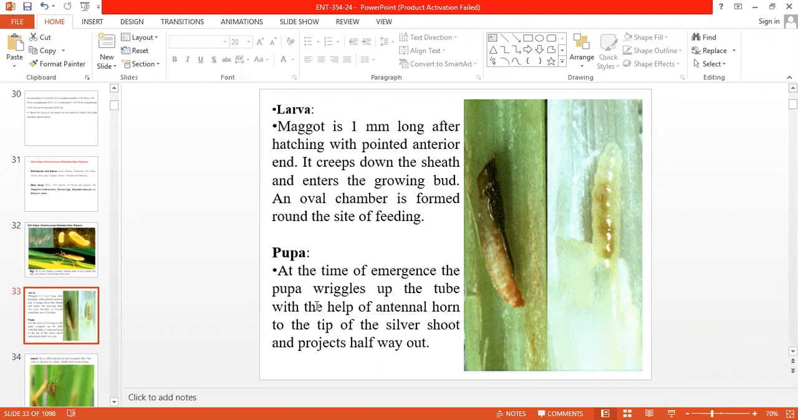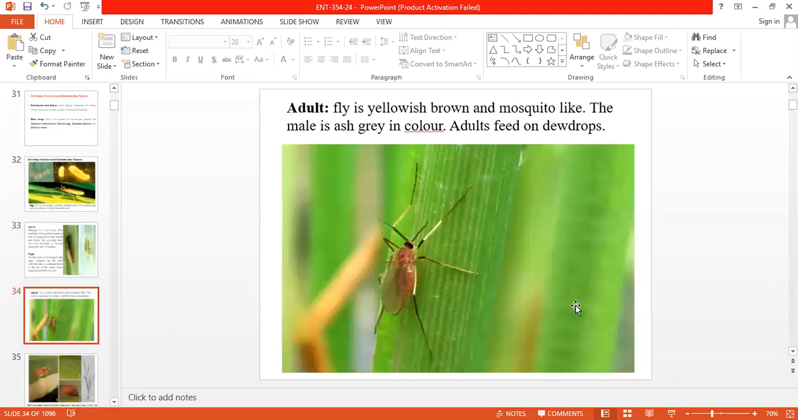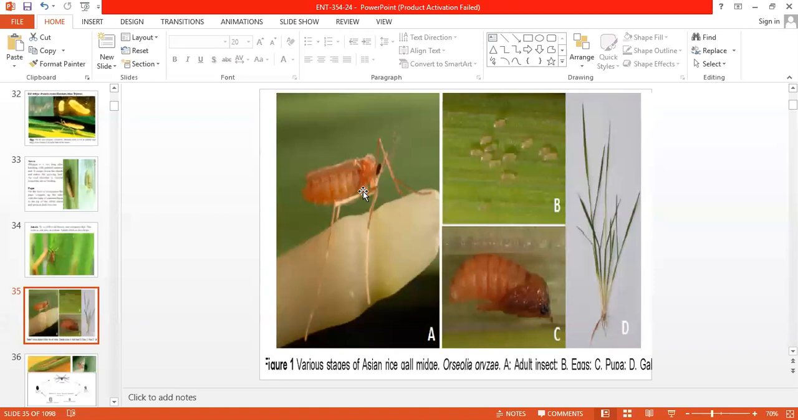So the pupal stage of that gall midge forms at the base of the gall, at the site of their infestation. Then the adult is mainly yellowish brown, looks like a mosquito. The male is ash gray in color. Adults feed only on dew drops. So the infesting stage of that pest is only the maggots. So this one is the adult stage. These are the eggs. This one is the pupal stage of that pest.